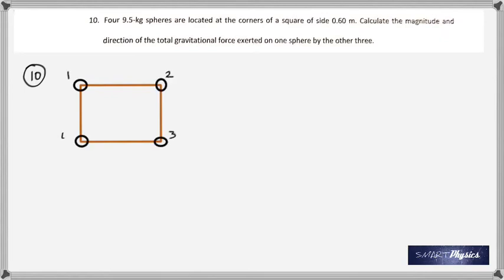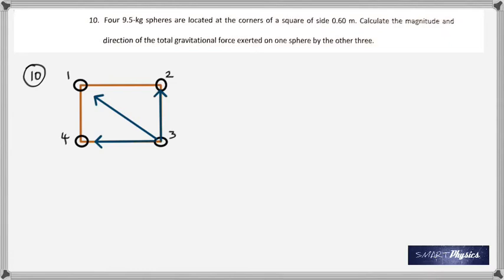Four spheres, each 9.5 kilograms, are located at the corners of a square of side 0.60 meter. Calculate the magnitude and direction of the total gravitational force exerted on one sphere by the others. So you've got to have the diagram: a square with four spheres. Name them 1, 2, 3, 4.